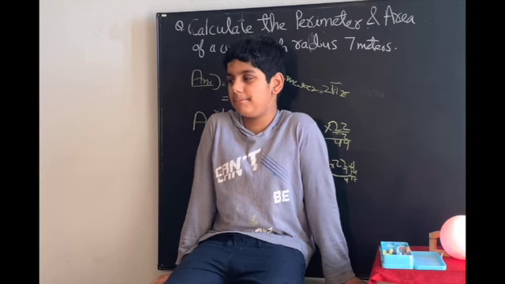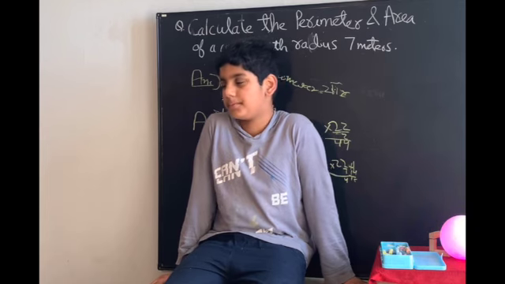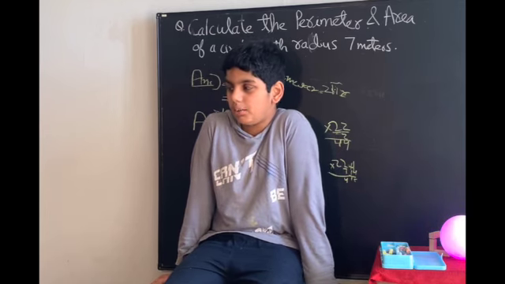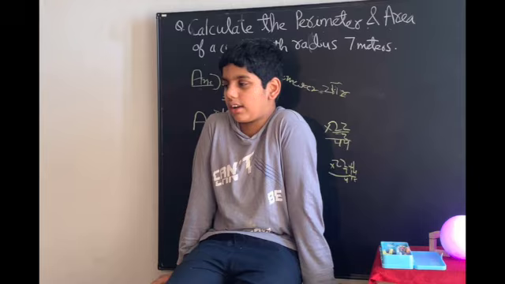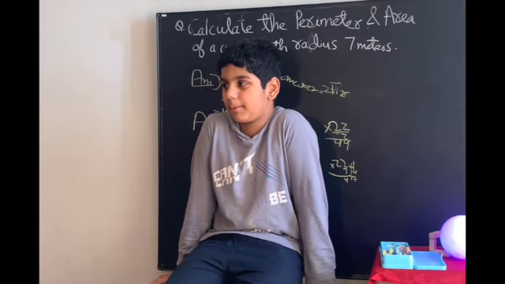Are you ready to answer some questions? Okay. So, what is the perimeter of a circle? 2 pi r. What is pi?